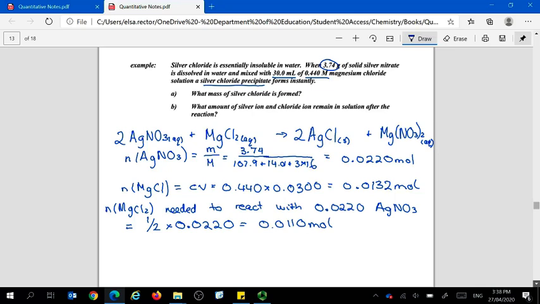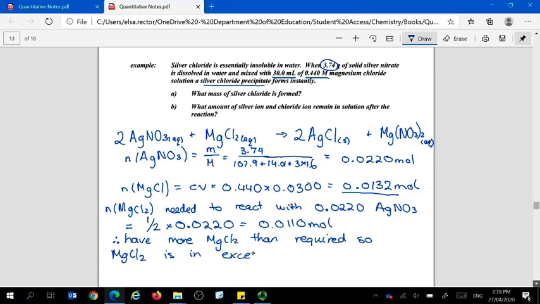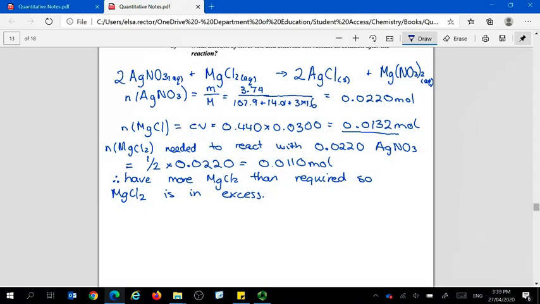How much magnesium chloride do we have? Well, we have 0.0132 moles. So we have more magnesium chloride than we need. Therefore, we have more MgCl2 than required. That tells us that the magnesium chloride is in excess. Okay. If we've got an excess of magnesium chloride, then silver nitrate is our limiting reagent.